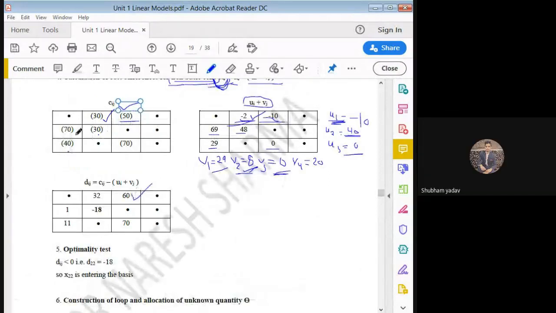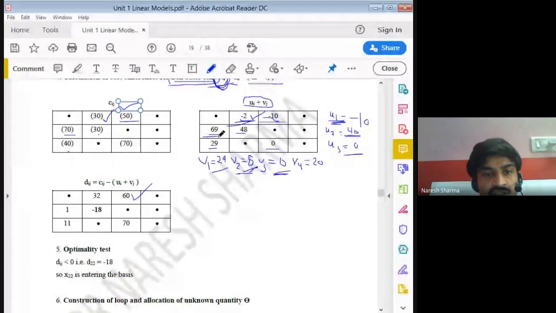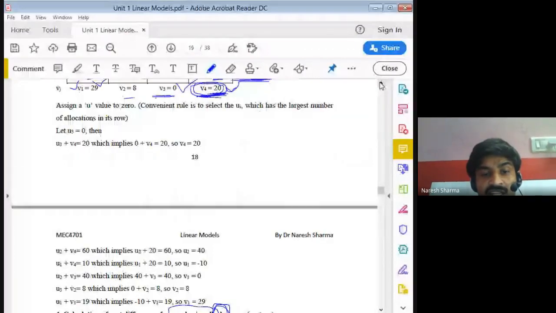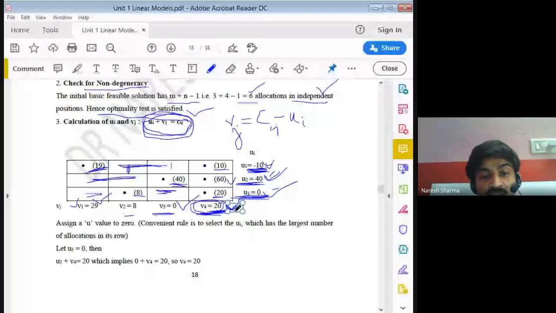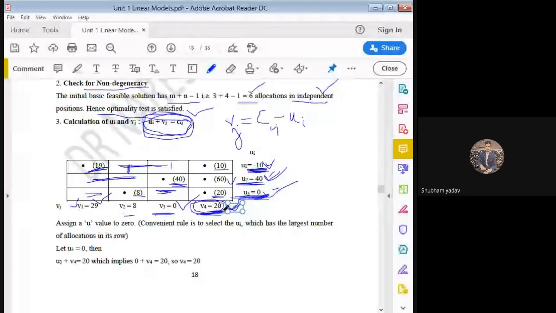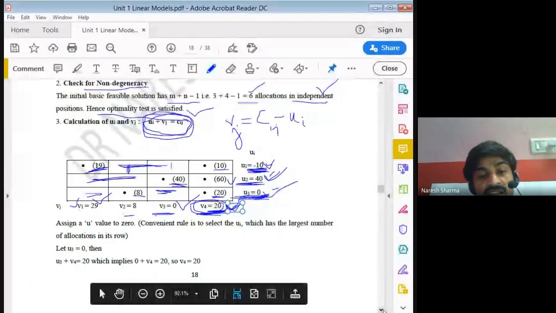70 minus, sir, how did this V4 come, sir? V4 is 20. You just check this table, we already calculated here, right? Okay, that is your 20 cost minus this u0, that 20 minus 0 is your 20. We took all these values from this table and wrote them down there.